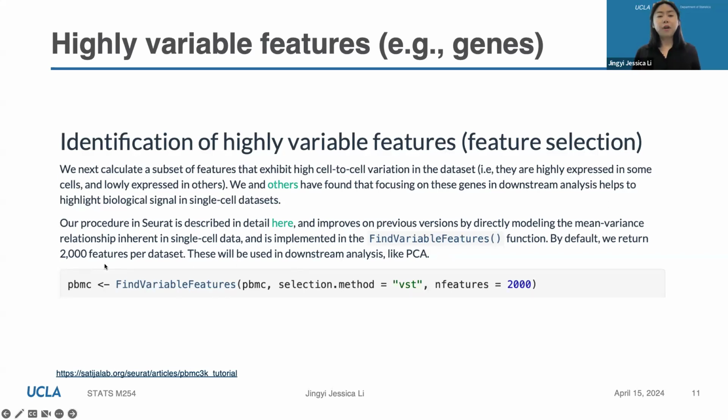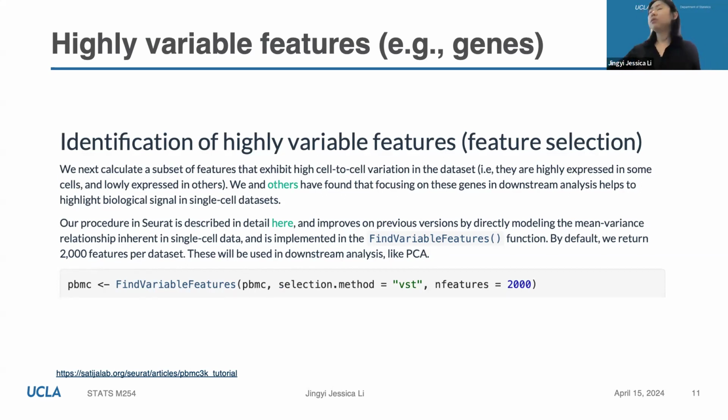And it's implemented in this function, FindVariableFeatures. By default, we return 2,000 features per dataset. These will be used in downstream analysis such as PCA. So you see, this is the command, FindVariableFeatures, and pbmc is the Seurat object, and the default selection method is called vst, standing for variance stabilizing transformation. That's my guess. And the number of features by default is 2,000. So you will only retain 2,000 genes instead of all the genes after this step, right?